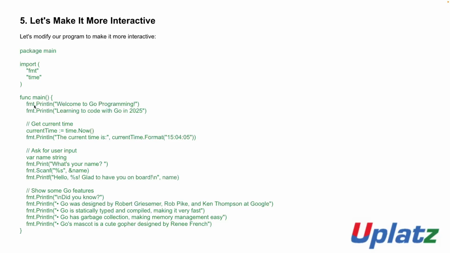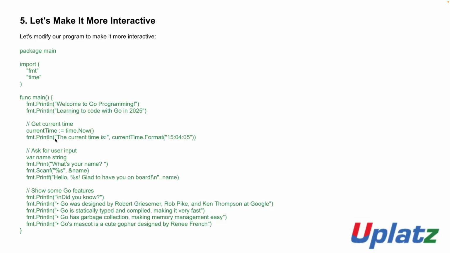func main, fmt.Println within quotes, "Welcome to Go programming." fmt.Println within quotes, "Learning to code with Go in 2025." Get current time equal to time.Now. Actually, currentTime is a variable. It is defined and assigned a value of type time, and it uses this := operator. This is variable definition and assignment.